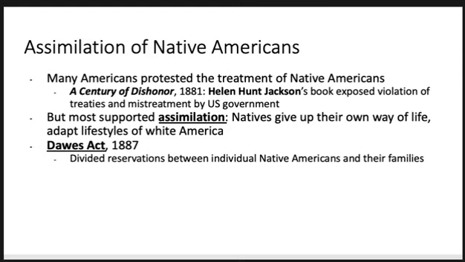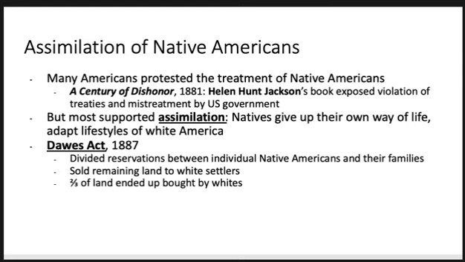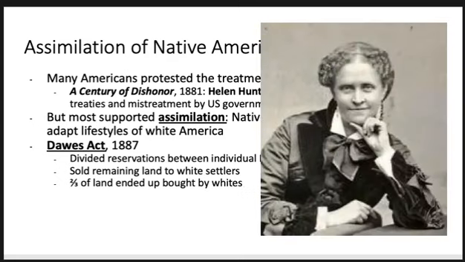And this actually divided reservations between individual Native Americans and their families. And this was a big deal because Native Americans really just shared the land. You didn't partition it or break it up between individuals or families in the tribes. Whatever land was left over was sold to white settlers. Well, in the end, 2/3 of the land that used to be on reservations ended up being bought by whites, so Native Americans lost even more land because of this. And here's a photo of Helen Hunt Jackson, the woman who published the book A Century of Dishonor, trying to speak up for the rights of Native Americans.